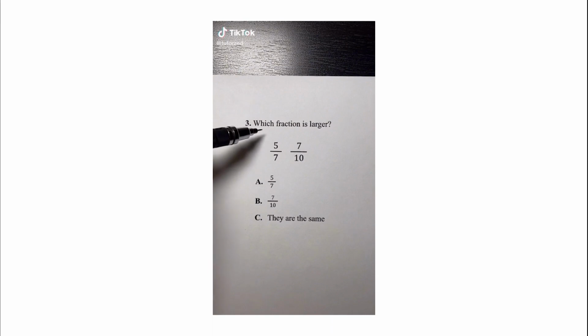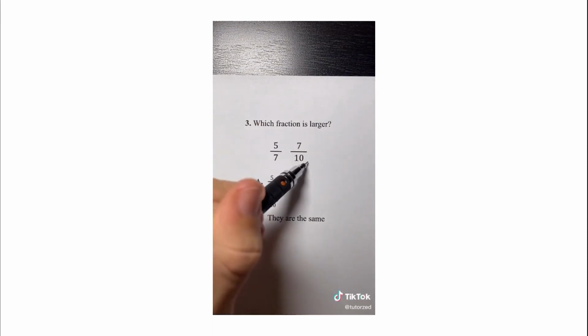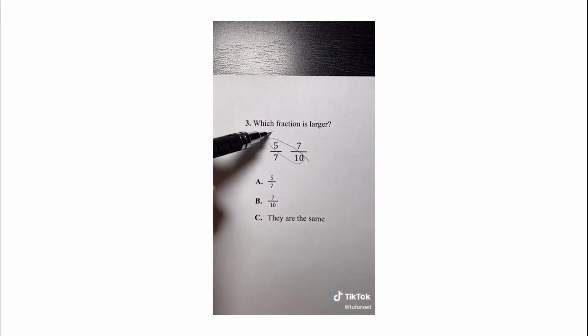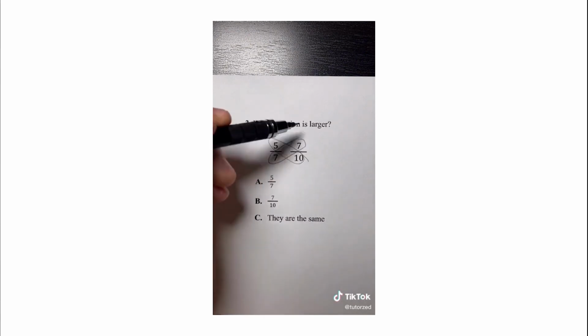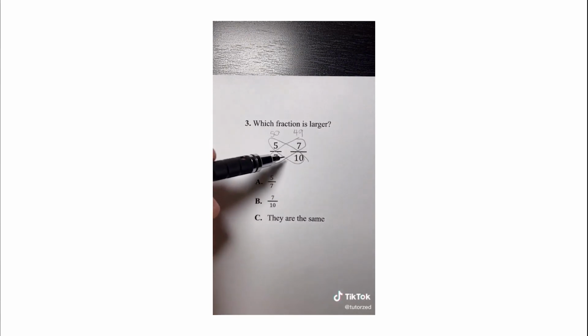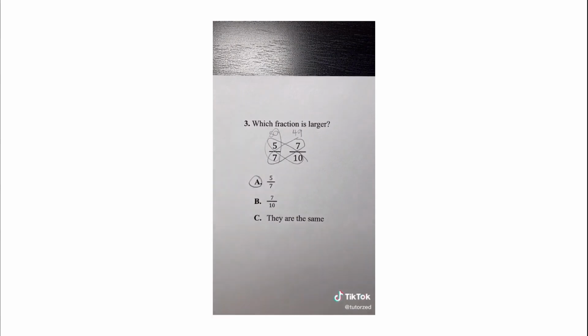Check out this math hack. So, if we're ever asked which fraction is larger, all you have to do is cross multiply. So 5 times 10, that's 50. And 7 times 7, that's 49. And whichever number is larger is going to be your answer. So that means our answer is A.